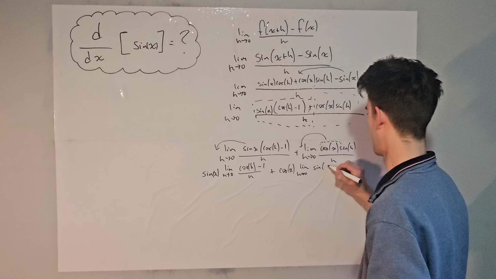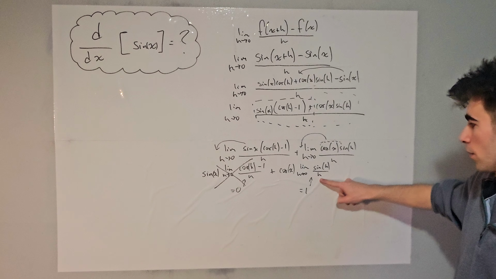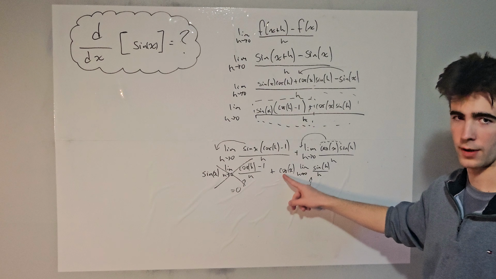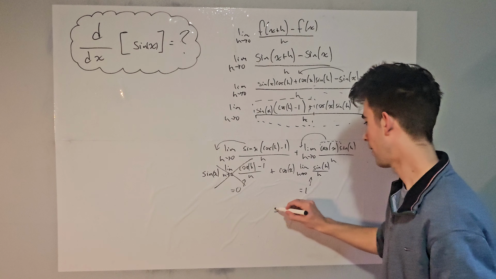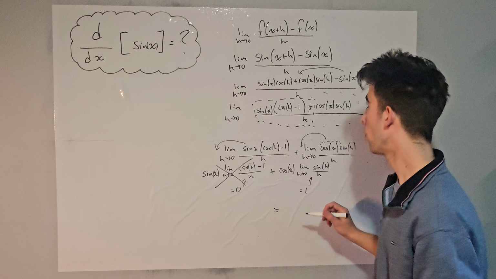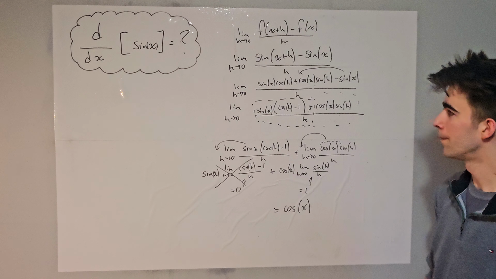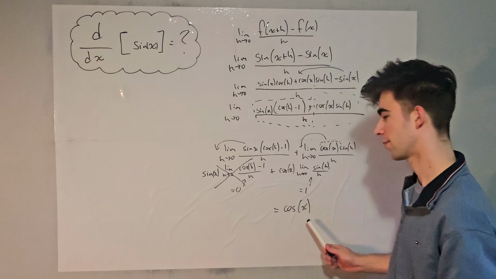So if we're multiplying 0 by sine x, this first part is just going to equal 0. We don't have to worry about that. If this equals 1, it's just going to be 1 times cos x, and our whole thing will boil down to cos x. Therefore, we know the derivative of sine x gives us cos x.